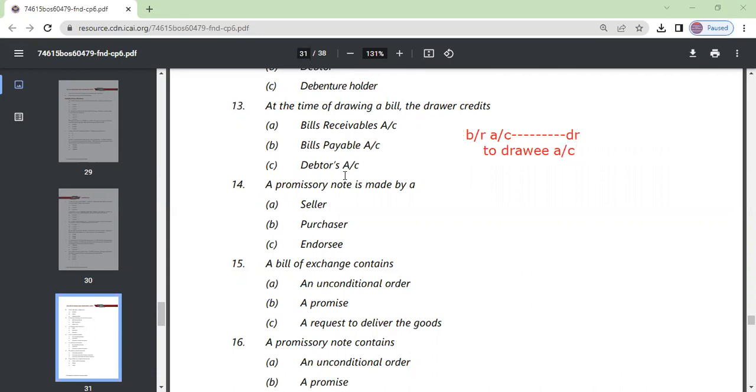Sir, the drawer credits drawee, but the option is not there. Is the question wrong or are the options wrong? Read the options carefully. Drawee or debtor or acceptor. Bills receivable account debit to drawee account or debtor account or acceptor account. Select the option. What did they mention? Debtor account. If the question is at the time of drawing a bill, the drawer debits, what is the answer? Bills receivable account.